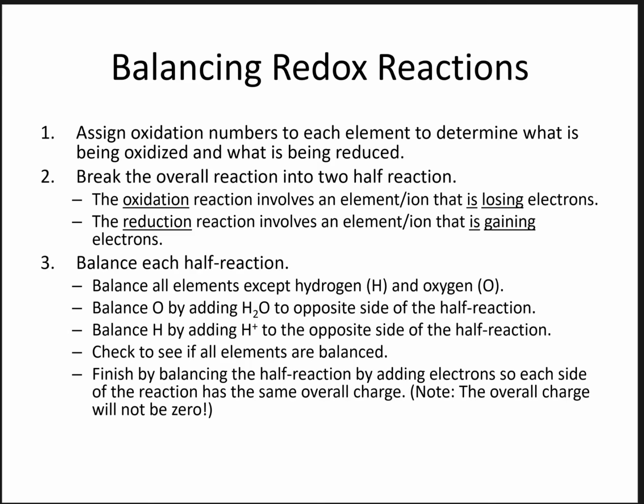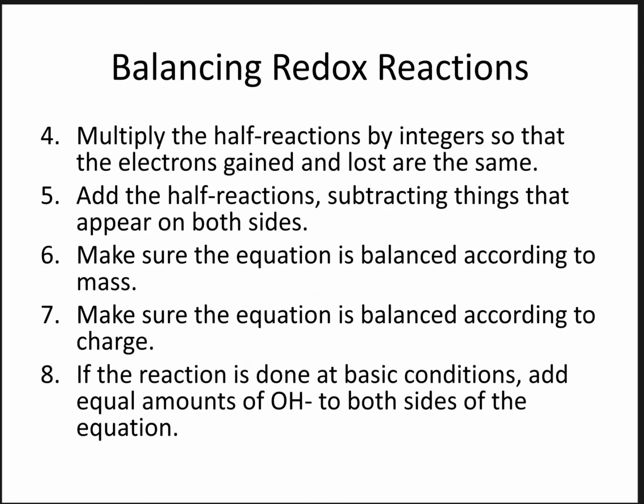Once you have each half reaction balanced, you must then find the number of electrons that are in each half reaction and find what number they have in common. To find what they have in common, use the least common multiple, and then multiply each half reaction by a constant to get to that least common multiple. Once you have the same number of electrons in both half reactions, go ahead and add both half reactions together and subtract out things that appear on both sides.